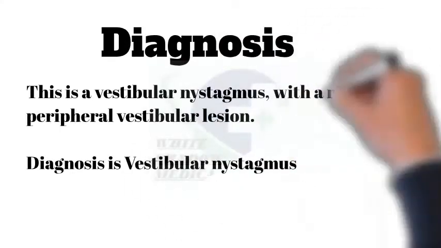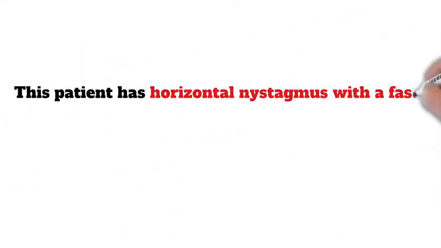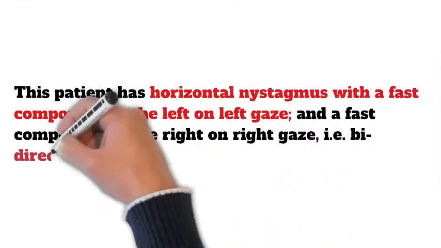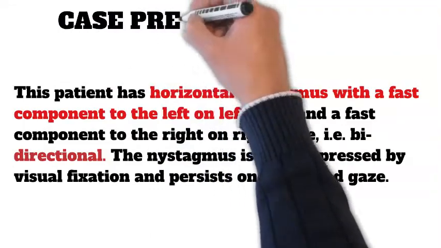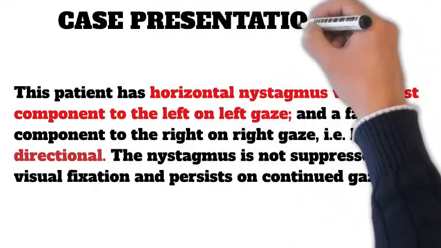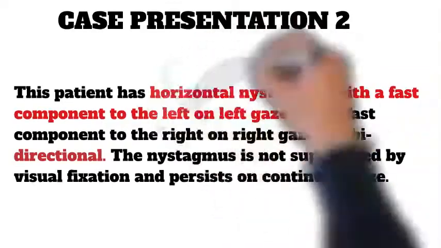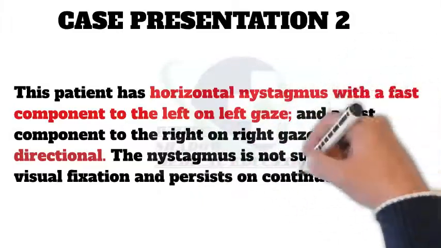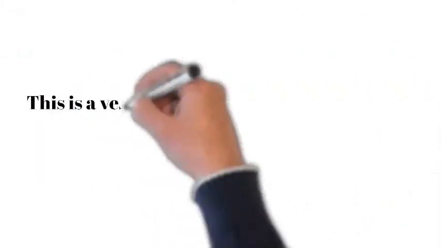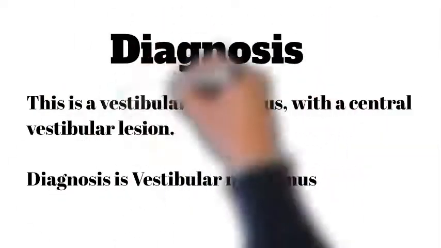Diagnosis is vestibular nystagmus. Case presentation 2. This patient has horizontal nystagmus with a fast component to the left on left gaze, and a fast component to the right on right gaze, that is bidirectional. The nystagmus is not suppressed by visual fixation and persists on continued gaze. This is a vestibular nystagmus, with a central vestibular lesion.